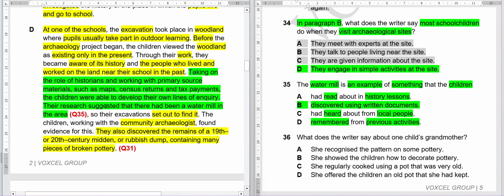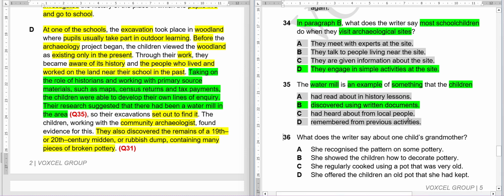So here they're saying how they discovered it: they used maps, they used census returns, tax payments. So they are using these records or written documents to find out about a watermill. Let's see why the other options are not our answer, because they didn't read this about history in their history lessons. So there is no mention of local people and other activity.